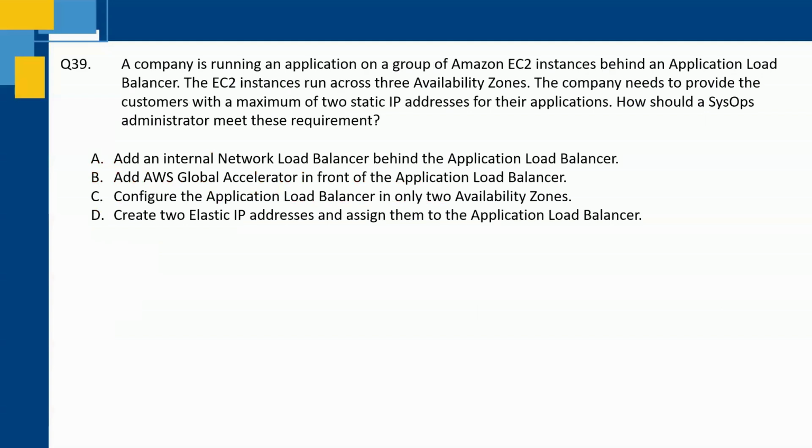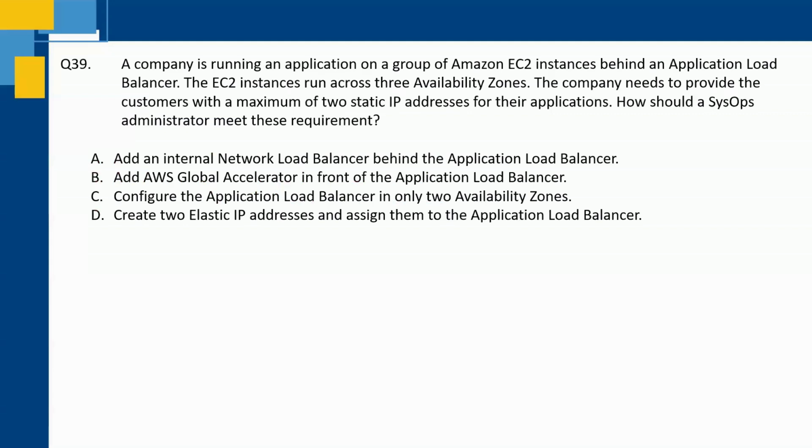A company is running an application on a group of Amazon EC2 instances behind an Application Load Balancer. The EC2 instances run across 3 Availability Zones. The company needs to provide the customers with a maximum of 2 static IP addresses for their applications. How should a SysOps administrator meet these requirements?